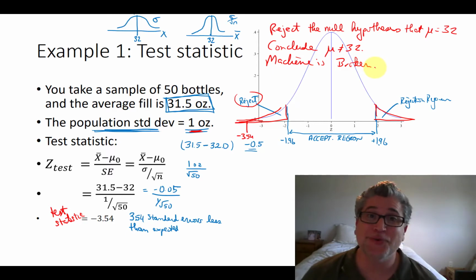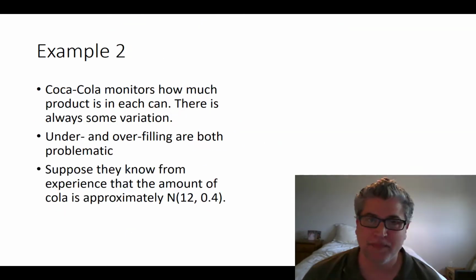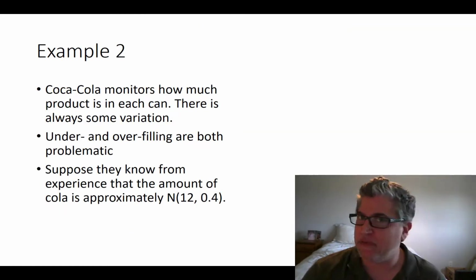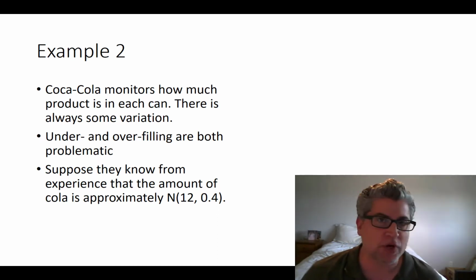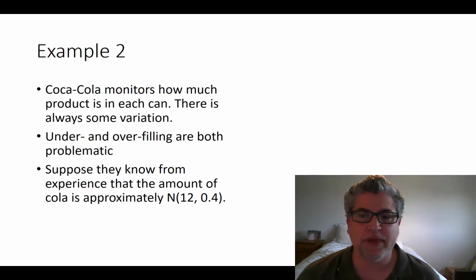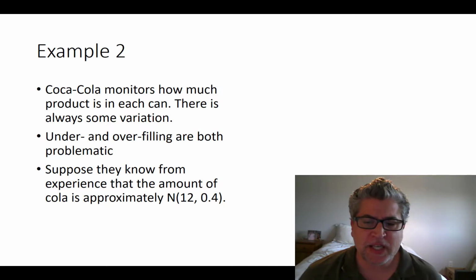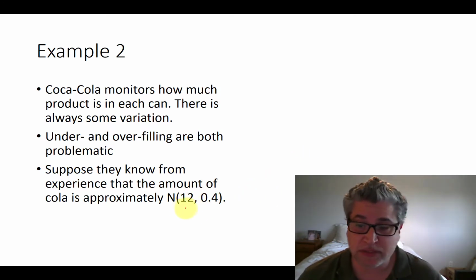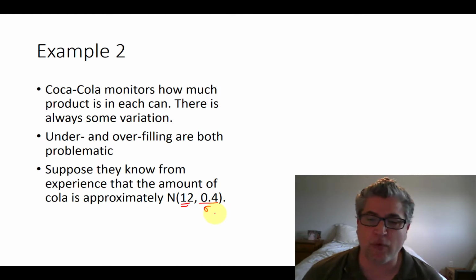All right, let's do another example. Here's our simple, very similar example. This time, rather than motor oil, we're filling cans of Coca-Cola. For the same reasons, over and underfilling can be a problem. And let's say that we know from experience that the average fill rate is 12 ounces. Everyone knows they're 12-ounce cans. And let's say that the standard deviation is usually 0.4 ounces, plus or minus, filling. So that's if everything is working well.